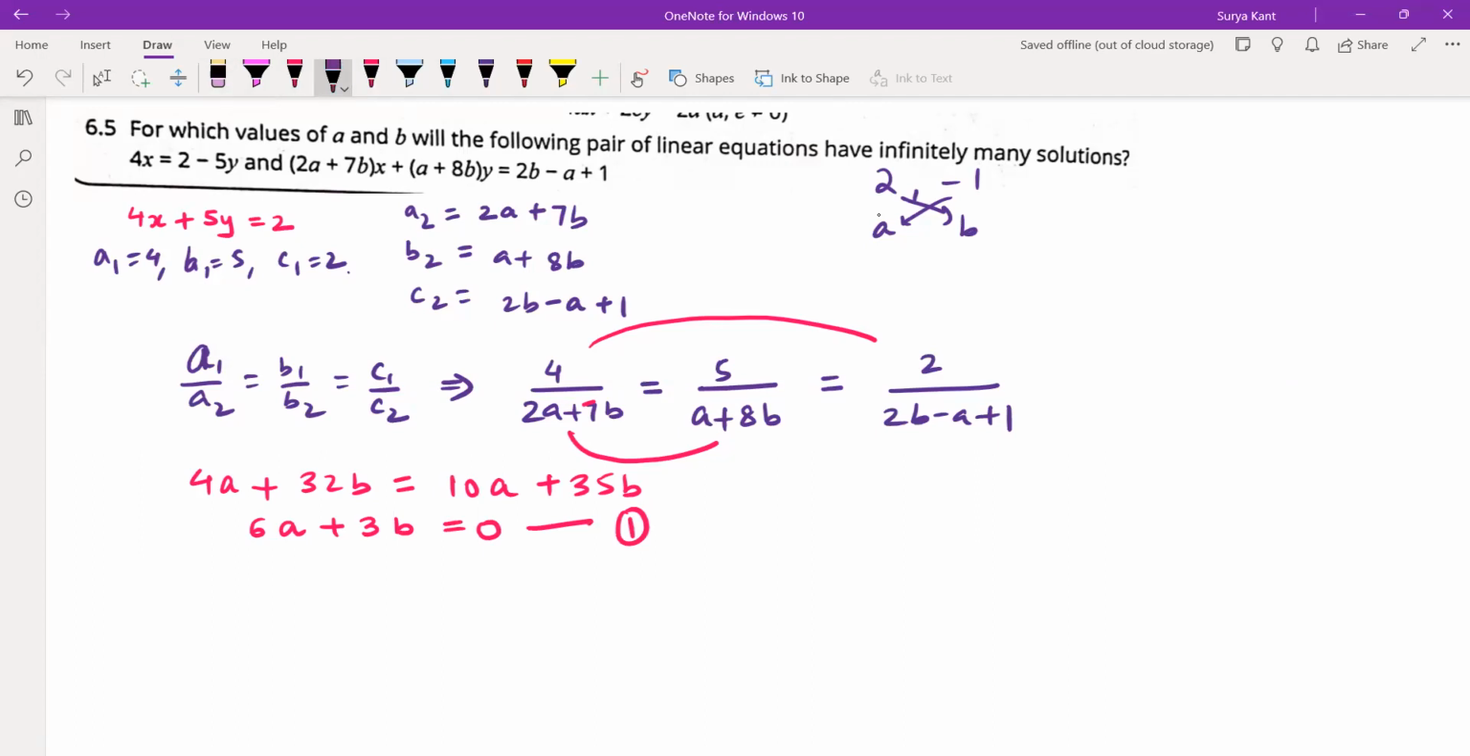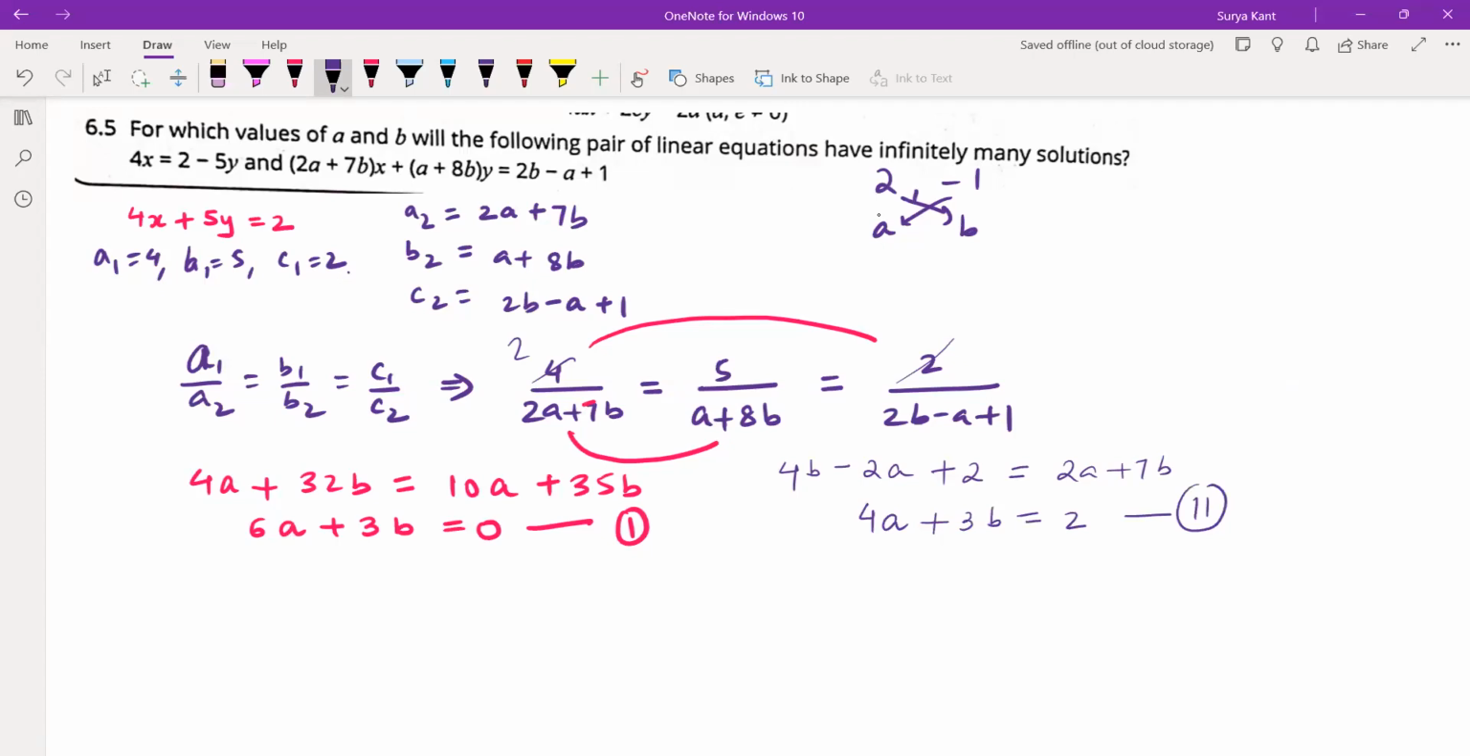Now if you see first and last, you can cancel the 2s, like 2 2s are 4. On cross multiplication, we'll get 4B minus 2A plus 2 is equal to 2A plus 7B. Again, we'll get 2A, 2A, 4A, so 4A plus 3B is equal to 2. So this is the second equation. You can solve these both equations by the elimination or substitution method.